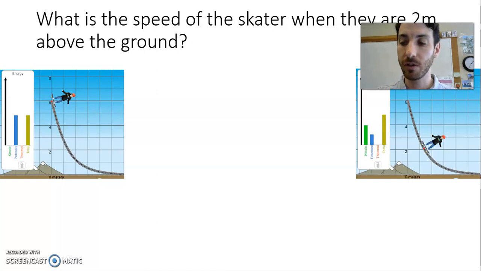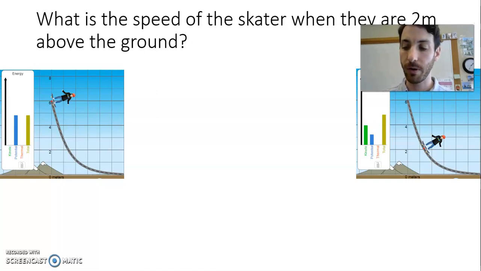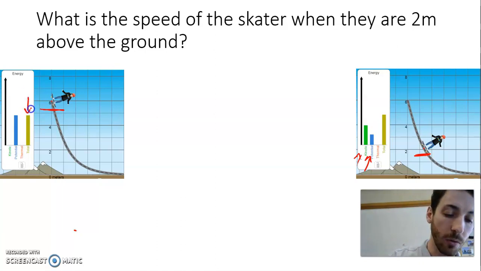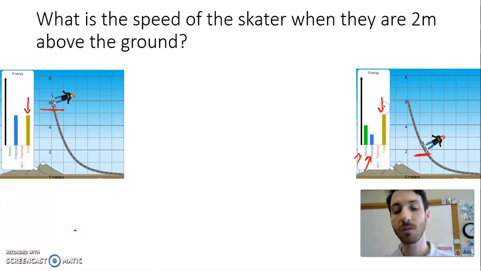Okay, so this is the question we're going to explore right now, and that is, what is the speed of the skater when they're 2 meters above the ground in this situation that we have here? So here we have a skater. They're starting at 6 meters above the ground. At a different point in time, they're 2 meters above the ground. They've got some kinetic energy. They're moving. They still have potential energy. They're at some height above the ground. So what's key to note is that these yellow bars, the total energy, hasn't changed, right?